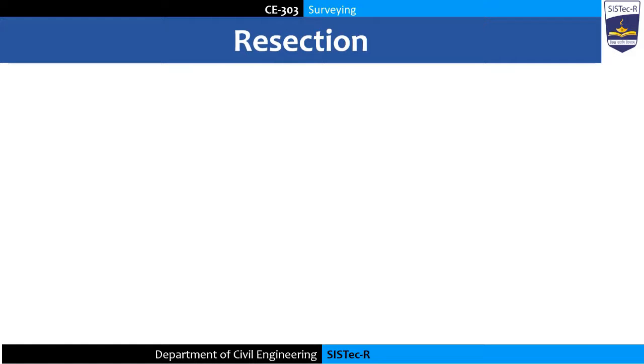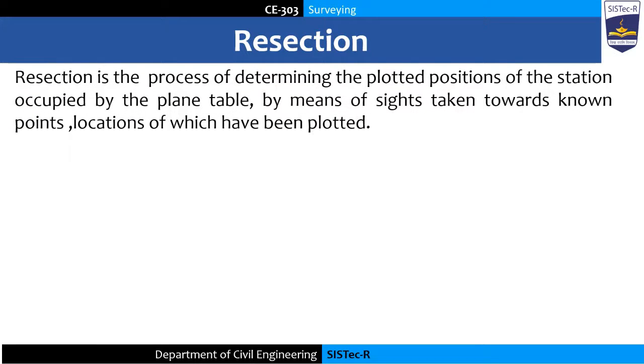The last method of plane table surveying is the method of resection. Basically, resection is the process of determining the plotted positions of the stations occupied by the plane table by means of sights taken towards known points, locations of which have been plotted. So basically in resection, we identify or determine the stations from points that are already plotted.